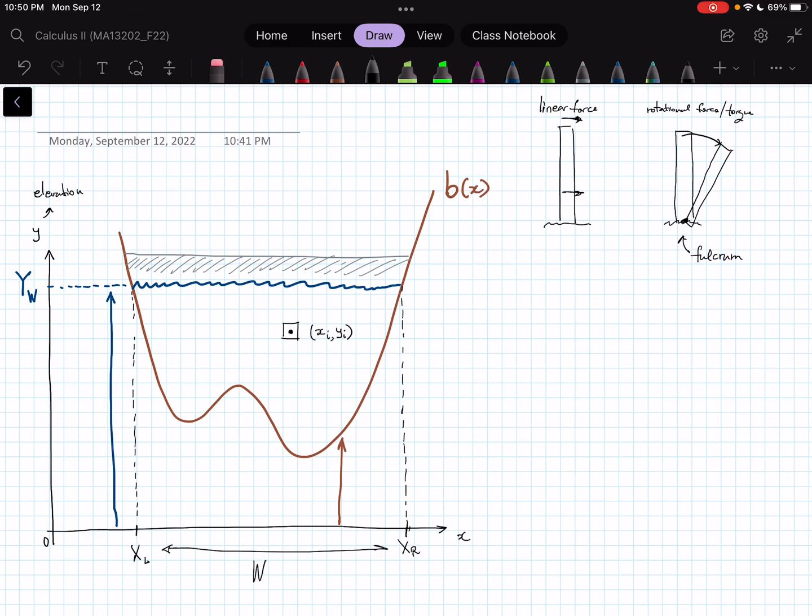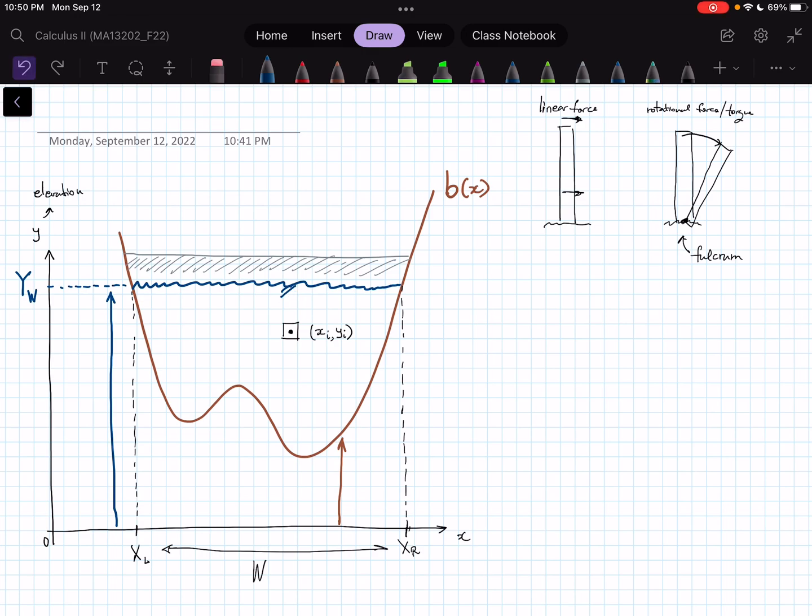In calculating the structural stability of the dam, both of these forces are going to be important, and so we're going to calculate both of them. The source of both of these forces is the hydrostatic pressure. The hydrostatic pressure is the pressure that the column of water exerts on a certain point that is submerged underneath the water.